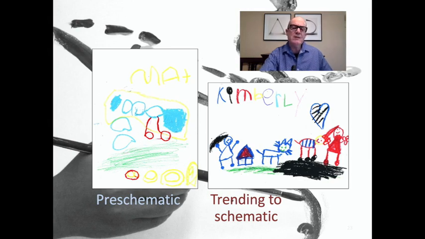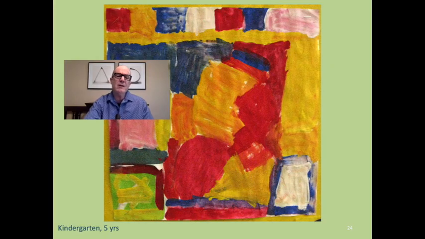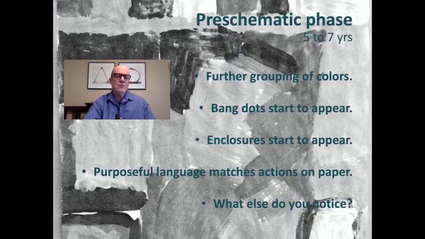So the idea here is that as the child moves away from the pre-schematic phase with all of its careful acquisition of skills and behaviors, the child begins to make pictures that directly point to experience. So clear to me, look at the way the regularity of those squares, those color squares at the top, and the red and the yellow and the blue. So the grouping of colors, the enclosures, the purposeful language, and then what else do you notice? What else do you notice?